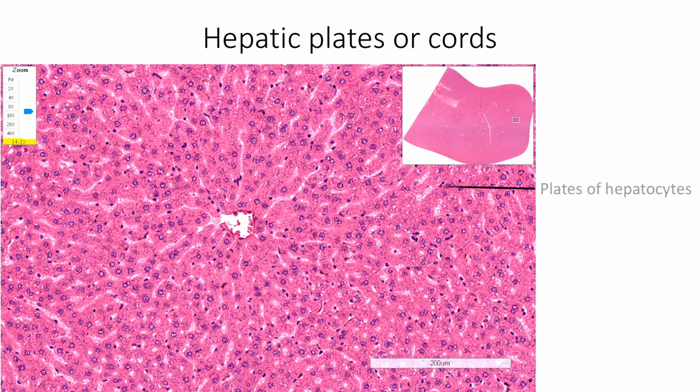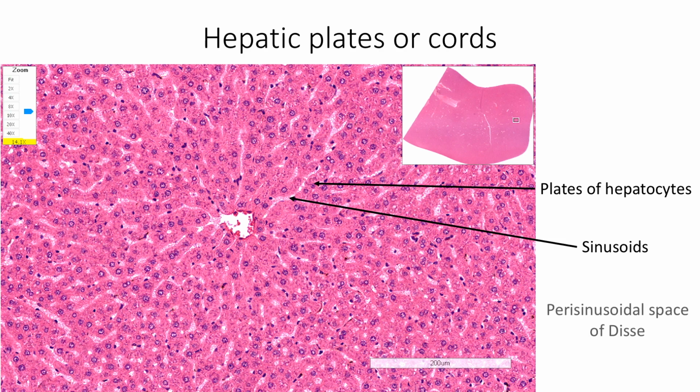Sinusoids are present between the plates of hepatocytes, and the gap between the endothelium of the sinusoids and the hepatocytes is the perisinusoidal space of Disse. We find cells of Ito with reticulin fibers and microvilli of hepatocytes in this perisinusoidal space of Disse.